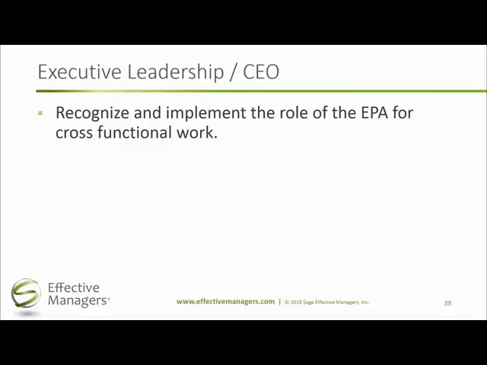So then for the senior leadership of the organization, number 1 recommendation, recognize and implement the role of the effective point of accountability for cross-functional work. In so many organizations, when I go in, the existence of this role, the fact that the CEO needs to decide on policy and processes that go across the organization is just not well understood, and as a result, the organization flounders.